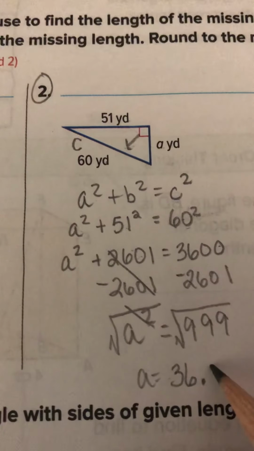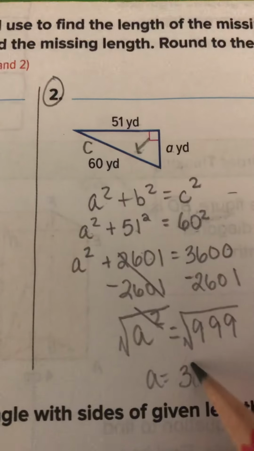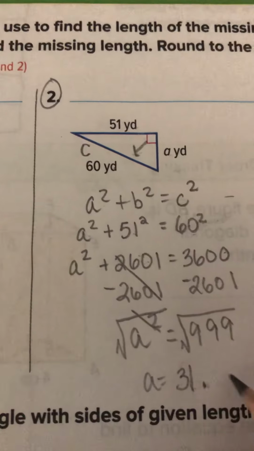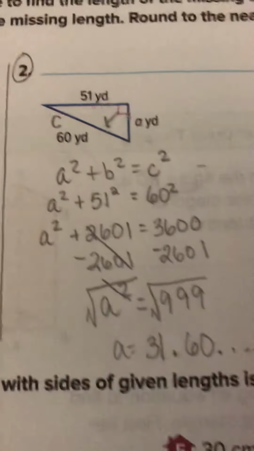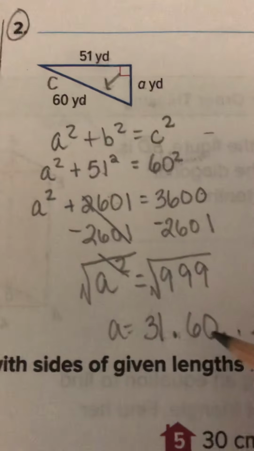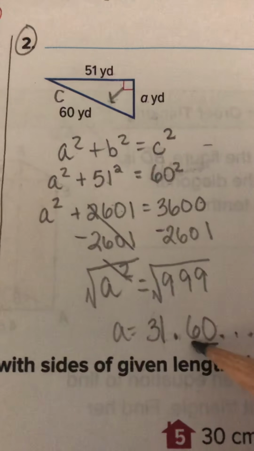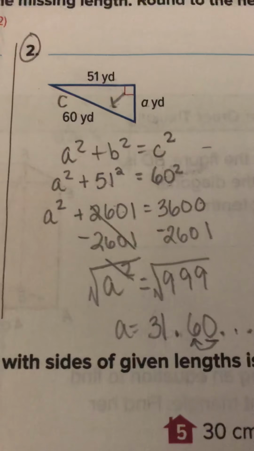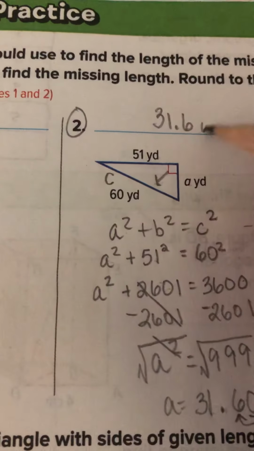Your calculator will tell you it's 31.60, and then there are some more numbers that come afterwards. As I read in the directions, the answer needs to be rounded to the nearest tenth. So the 0 tells you that we are going to keep the 6 a 6. So it'd be 31 and 6 tenths yards.